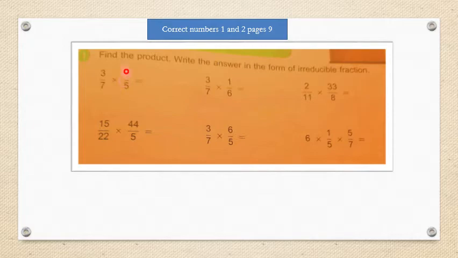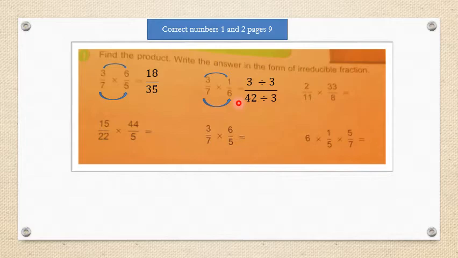3 over 7 times 6 over 5. Since we have multiplication of fractions, I have to multiply the numerators by each other and the denominators by each other. So 3 times 6 is 18 and 7 times 5 is 35. Okay, it's so easy. Now 3 over 1 times 7 over 6. Multiply the numerators by each other and the denominators by each other. So it's 3 over 42.